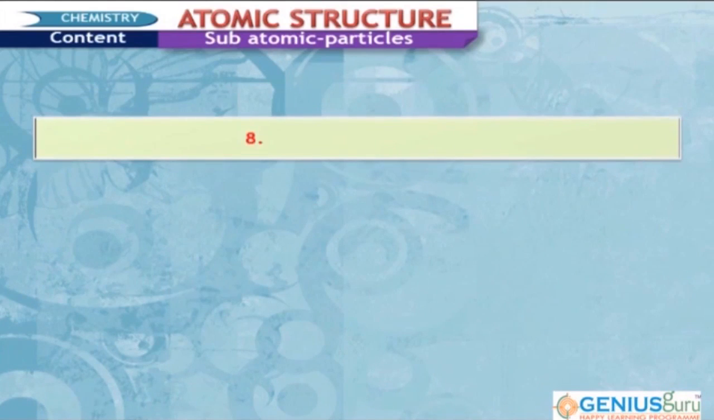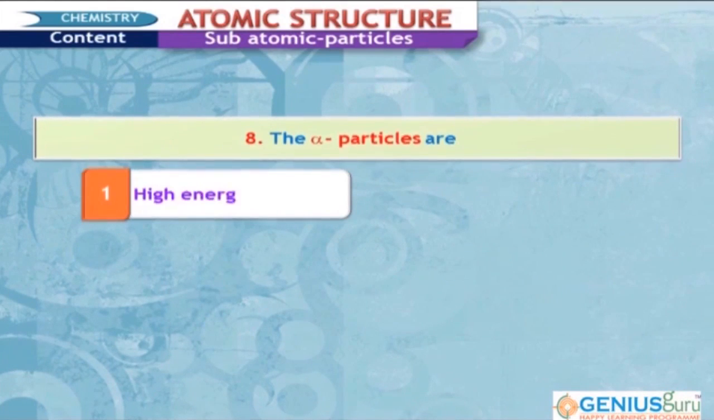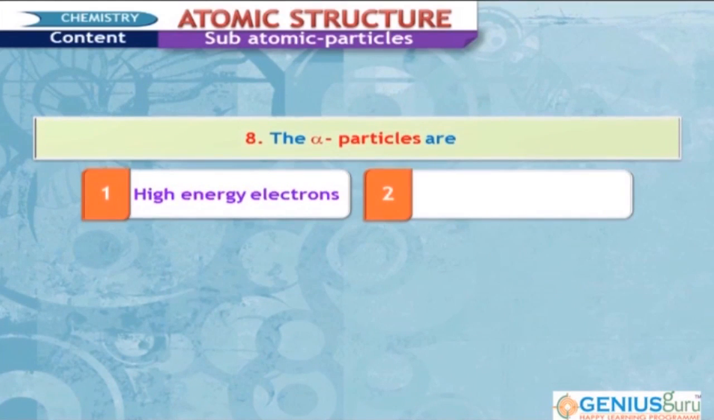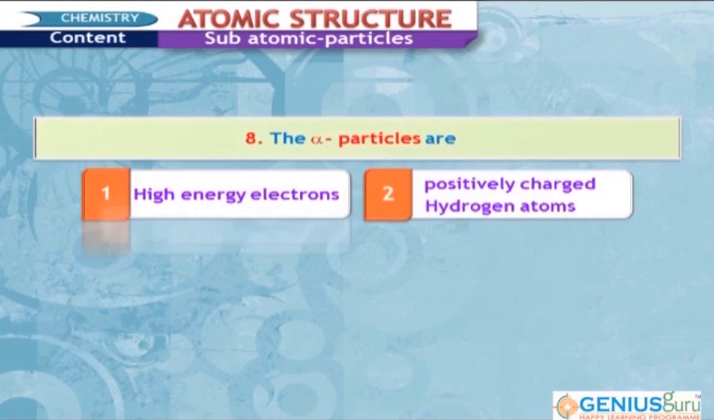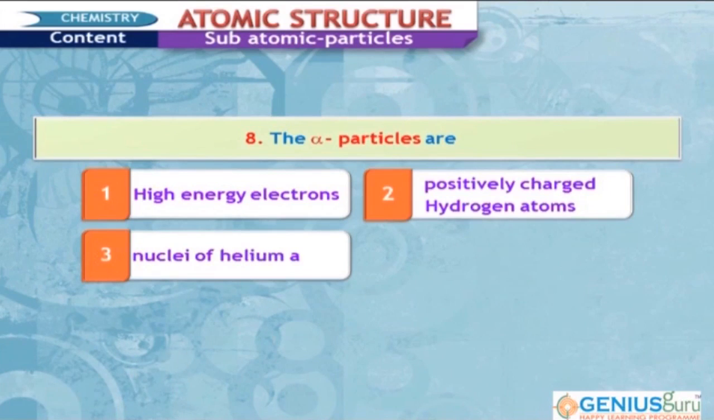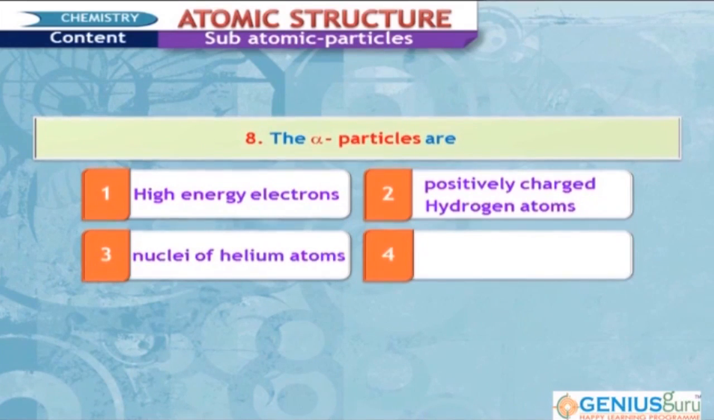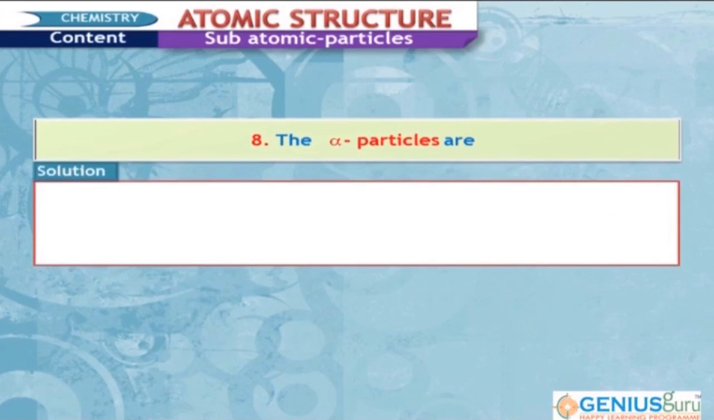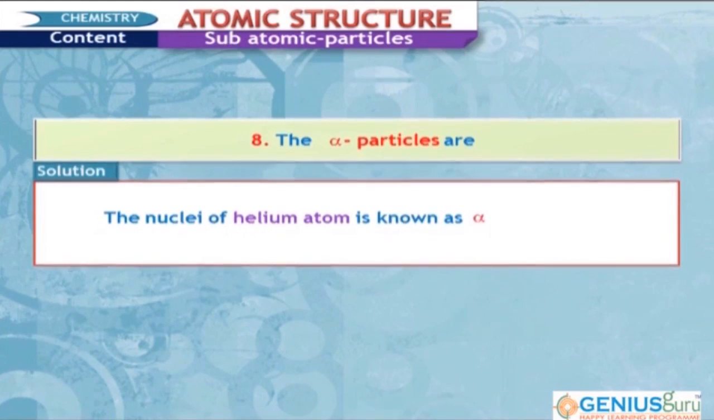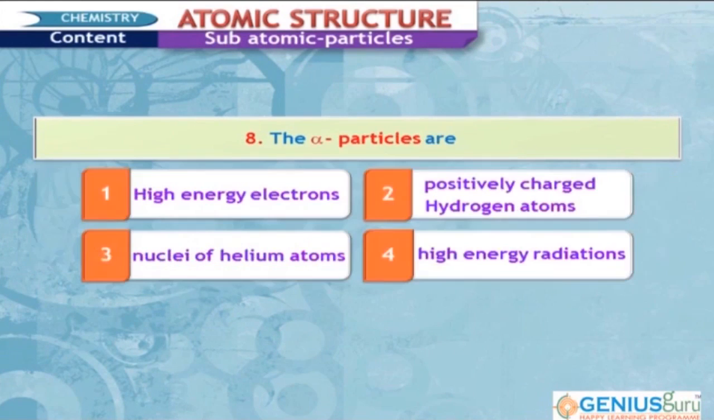The next question is, the alpha particles are, here are the options. The first one is high energy electrons. Second one, positively charged hydrogen atoms. Third one, nuclei of helium atoms. And fourth one, high energy radiations. The nuclei of helium atom are known as alpha particles. This is the alpha particle, 2He4. Hence the correct option is 3.